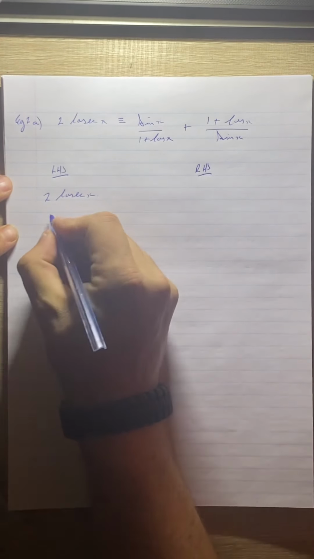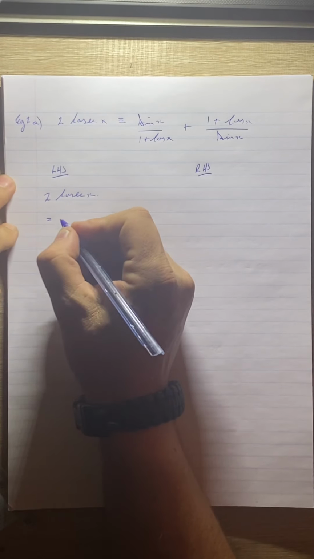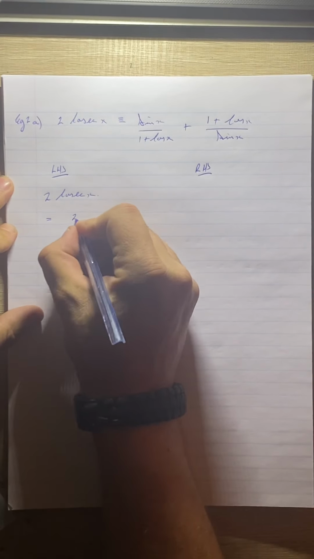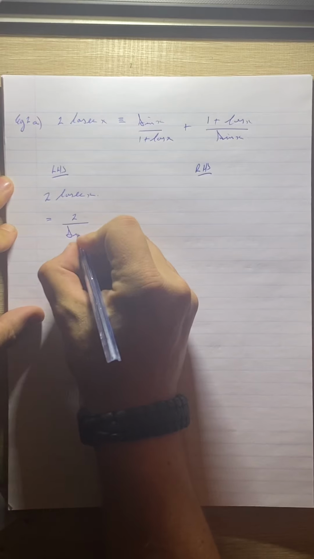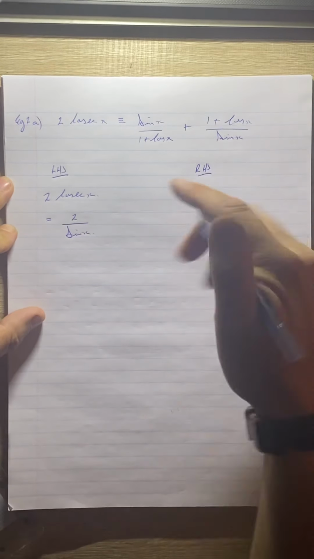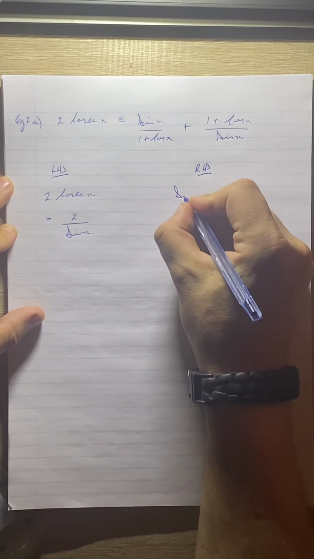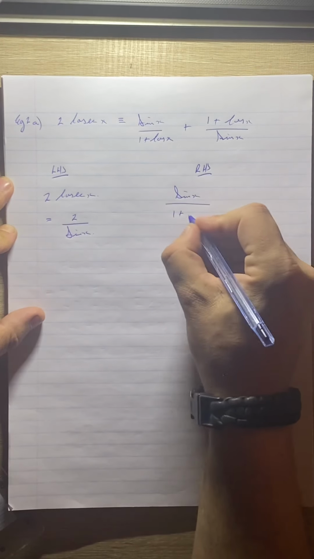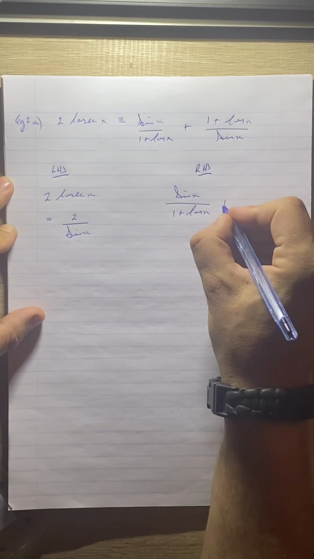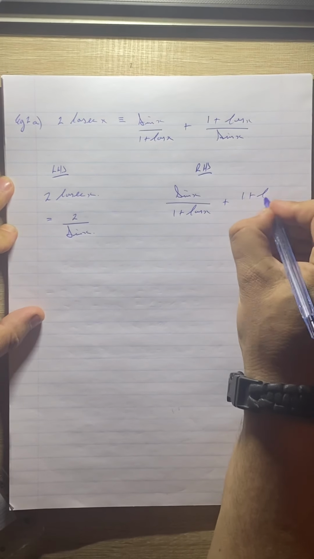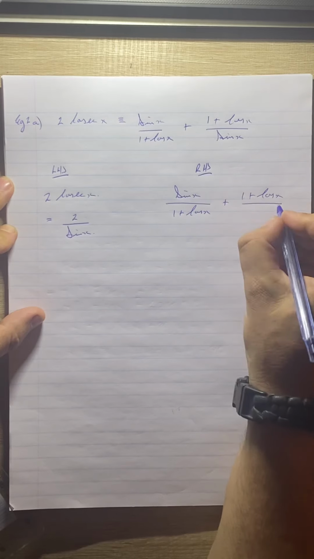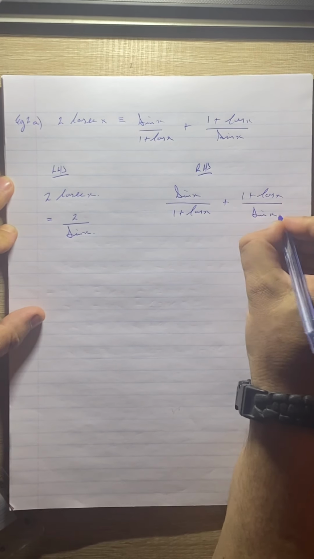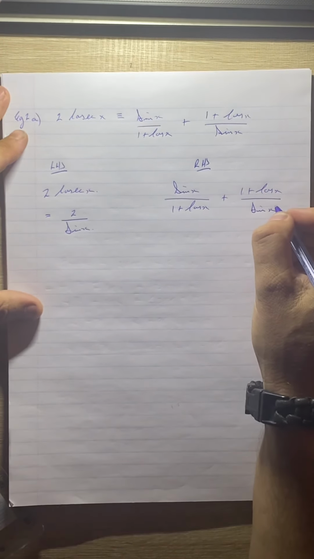Now remember, change everything to sine and cos. So cosec is going to be equal to 1 over sine. So we get here 2 over sine x. Okay, so if we can prove that this right-hand side is equal to 2 over sine x, then we've proved it. Okay, so let's start working with the right-hand side now.